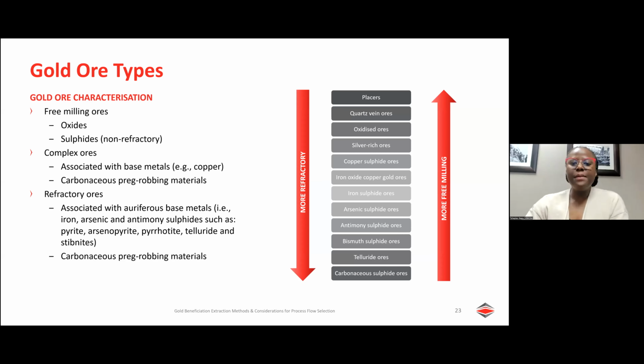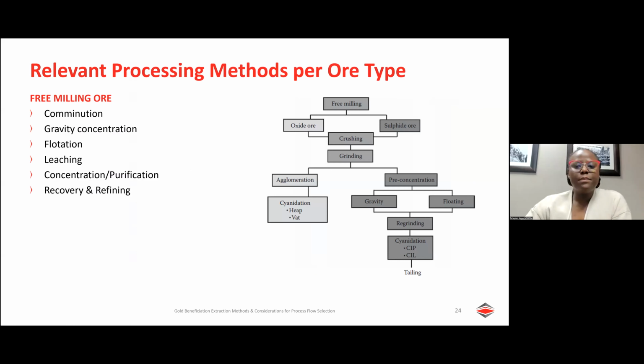Okay, so for free milling ores, the typical processing methods applied are comminution, gravity concentration, flotation, leaching, and then some sort of concentration or purification stage, followed by recovery and finally the refining of your gold.